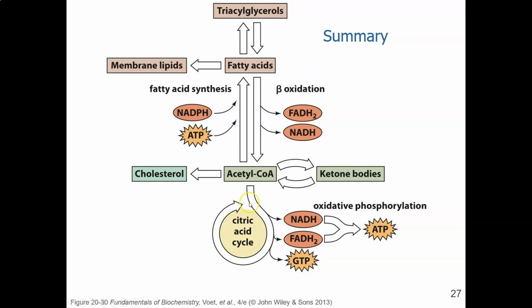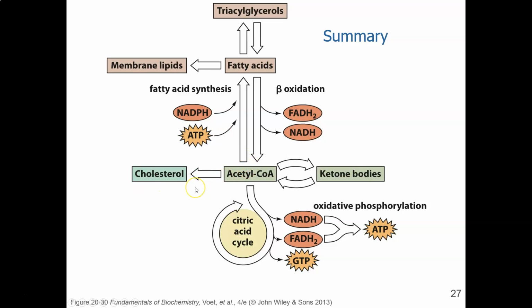If OAA is not available, then acetyl-CoA forms ketone bodies. And again, that happens in the liver because in the liver we have gluconeogenesis. If OAA is being diverted to gluconeogenesis, it's not available to condense with acetyl-CoA in the citric acid cycle. So the liver synthesizes ketone bodies from the acetyl-CoA. Those leave the liver into the bloodstream and can be used by other body tissues such as the muscle and the brain.